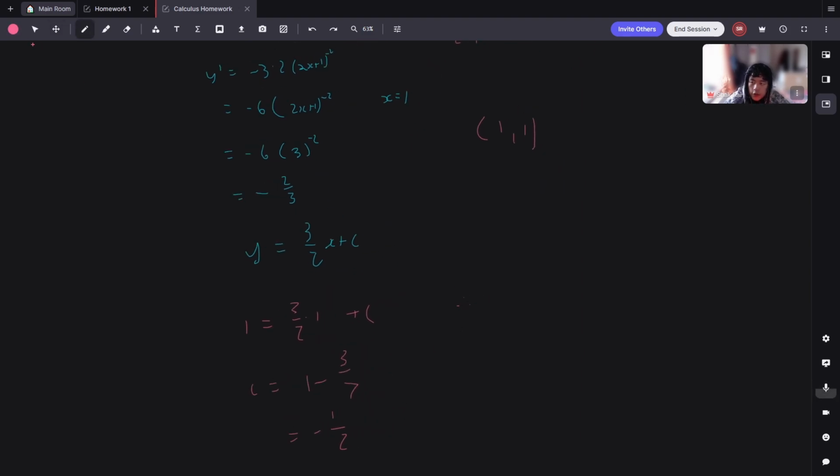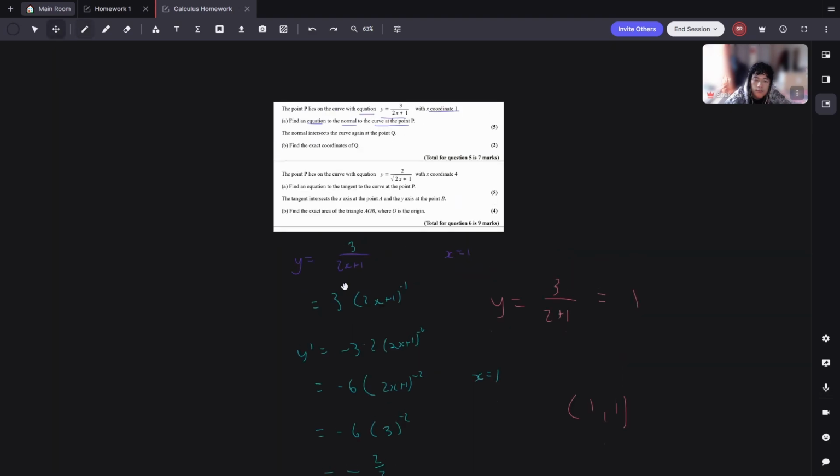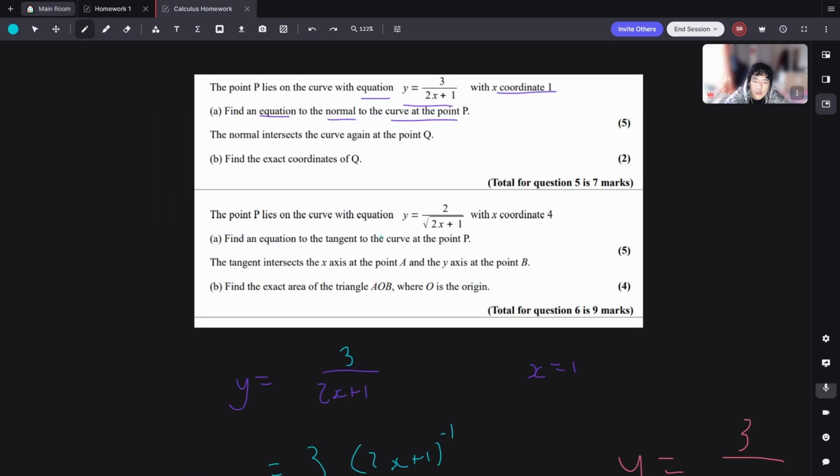Therefore, the final answer is y equals 3 over 2x minus a half. And that's it. Cool.